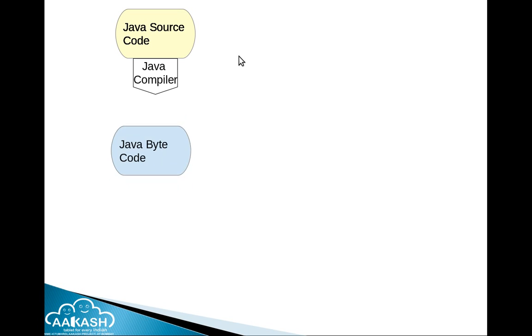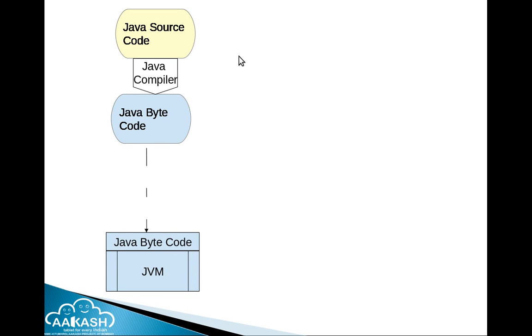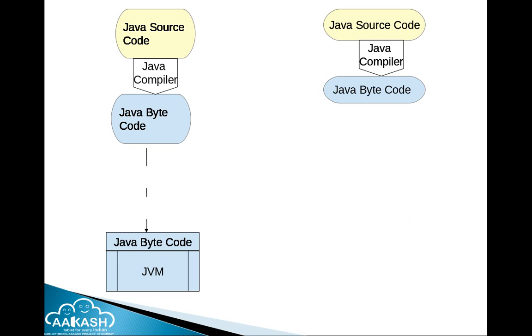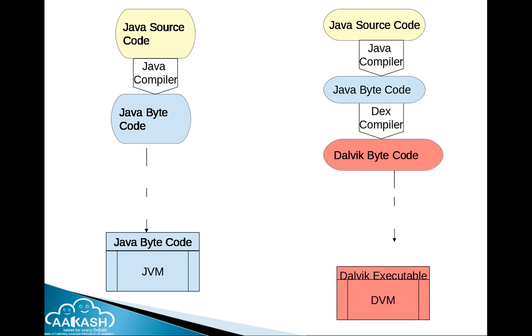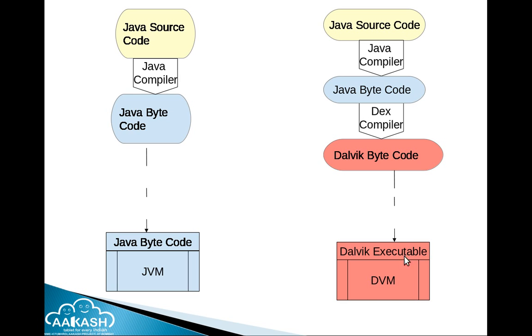So let's move ahead. Now here we will deal with the JVM and DVM differences. This is the process that happens at the JVM. Initially you have Java source code, then the Java compiler converts it to Java bytecode, and further the Java bytecode runs on the JVM. On the other hand, what happens in Android is we have Java source code, then the Java compiler converts it to Java bytecode, then we have a DX compiler which converts it to Dalvik bytecode, and further the Dalvik bytecode runs on the DVM, that's the Dalvik virtual machine.